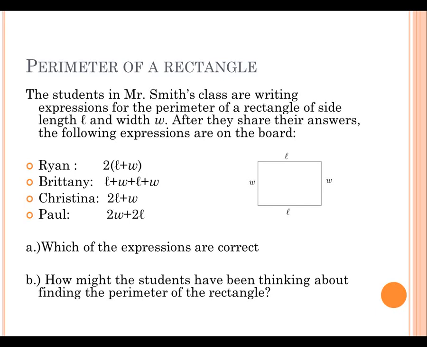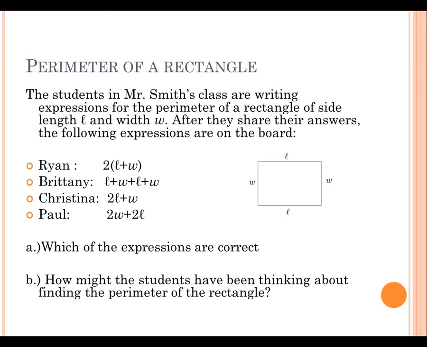Good. The perimeter. The students in Mr. Smith's class are writing expressions for the perimeter of a rectangle of side length L and width W. After they share their answers, the following expressions were on the board. Ryan said 2 times L plus W. Brittany said L plus W plus L plus W. Christina says 2L plus W. Paul said 2W plus 2L. Which of the expressions is correct?